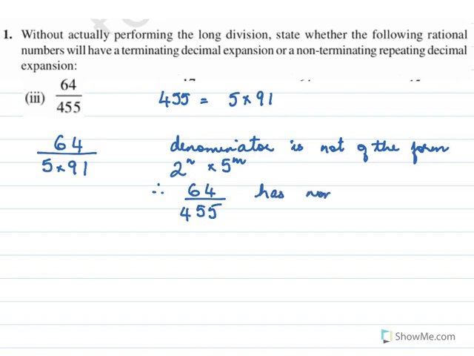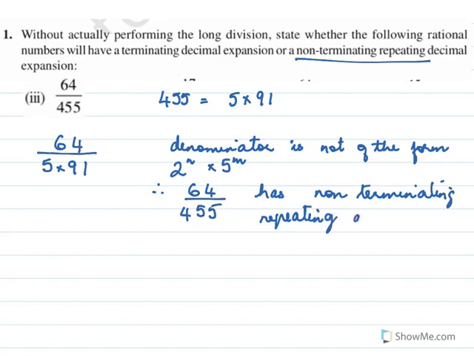has a non-terminating repeating decimal expansion. It will be non-terminating because of this 91, a number other than 2 and 5. That's why it becomes a non-terminating decimal.